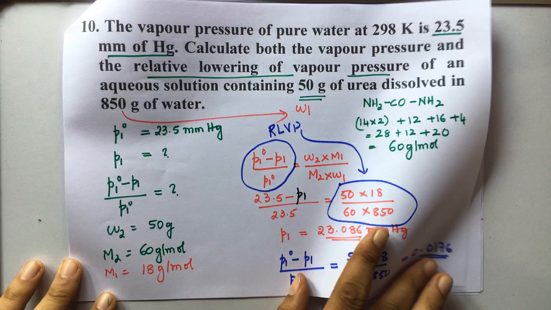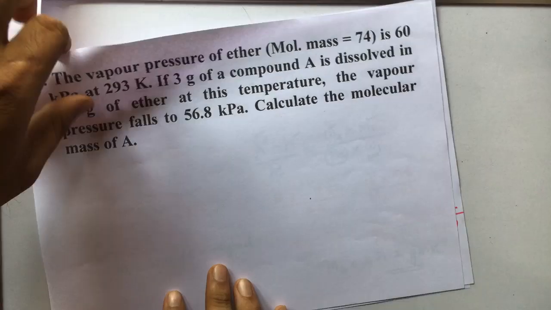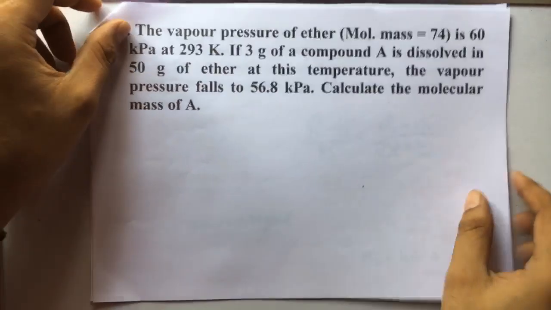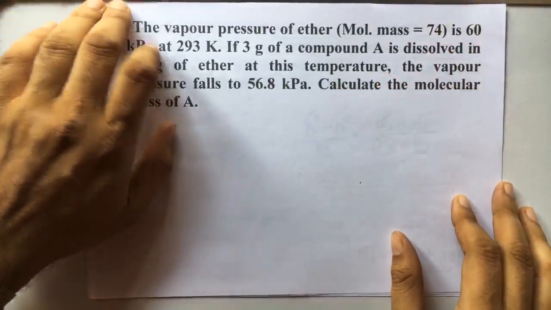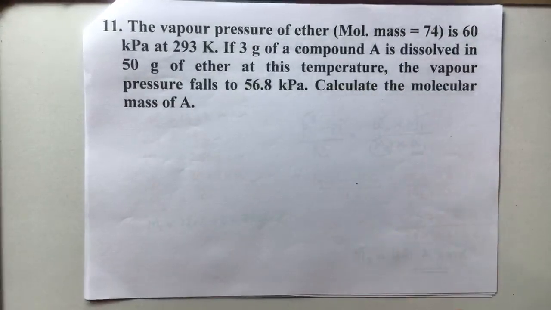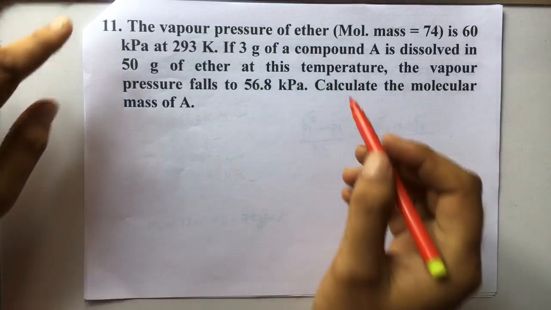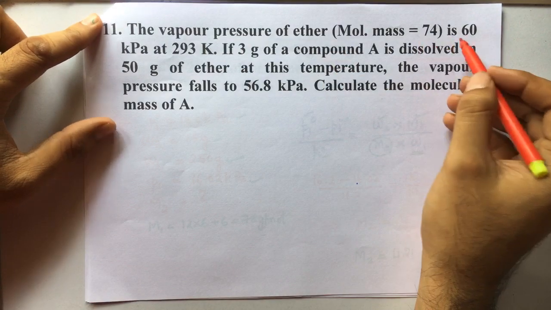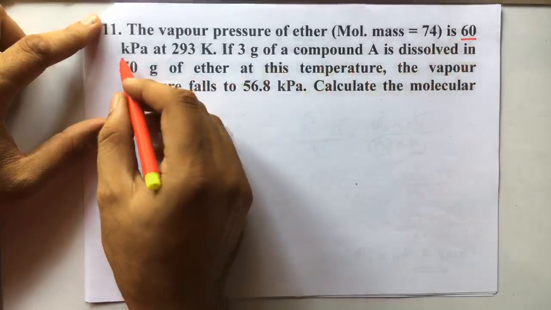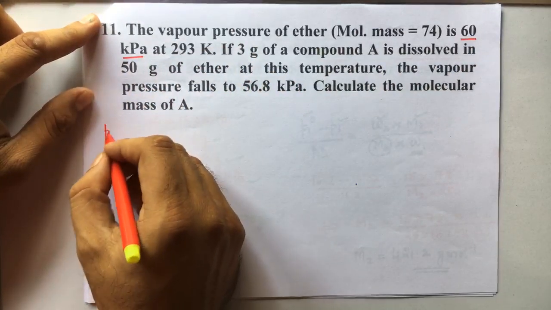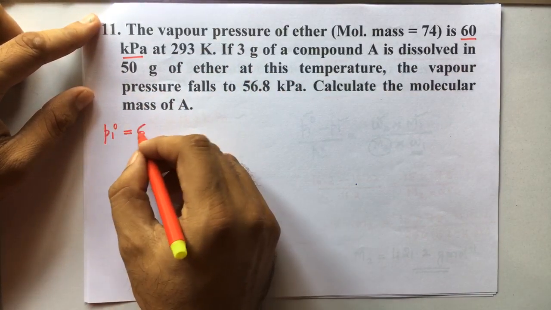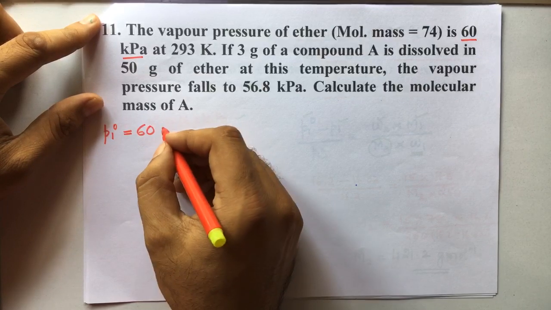Okay, question number 11. You don't have to write this question, it is already given in your study material. This is the last problem that we are studying now for RLVP. Now read this. The vapor pressure of ether of molar mass 74 is 60 kilopascal. Since it is a pure substance, whatever they have given is P1 naught. P1 naught is equal to 60 kilopascal.